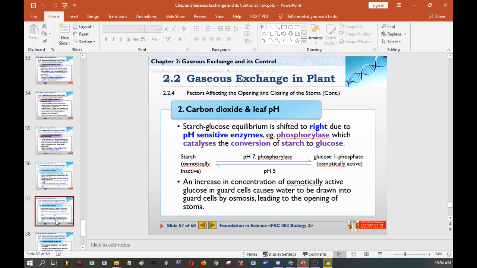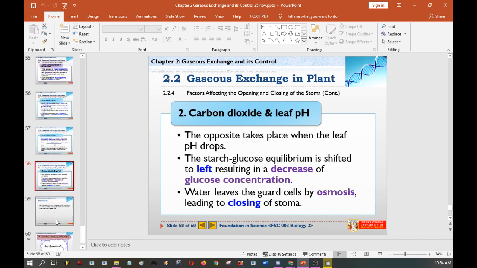Phosphorylase converts starch to glucose. Phosphorylase needs a neutral pH, pH 7. So if it becomes acidic, then phosphorylase will not work. It will not be able to turn starch into glucose to open the stomata. So when leaf pH drops, it becomes more acidic, meaning that it's not suitable for that enzyme to work.